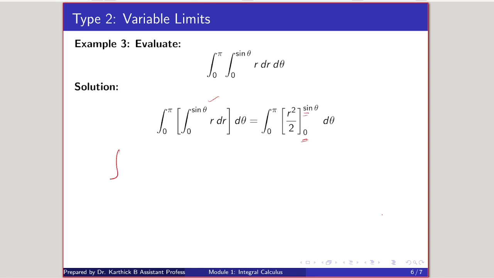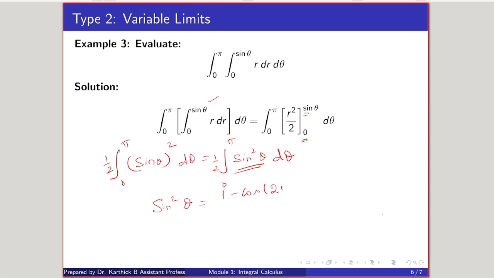Then if I substitute over, I will get sine theta whole square, 1 by 2 will be a constant, and d theta, so it becomes 1 by 2 integral from 0 to pi of sine square theta d theta. Of course, here the integration of sine square theta is a little bit hard, so we may make another substitution. We know that sine square theta will be (1 minus cos 2 theta) by 2.